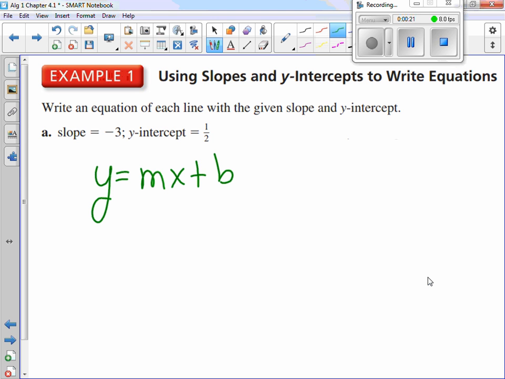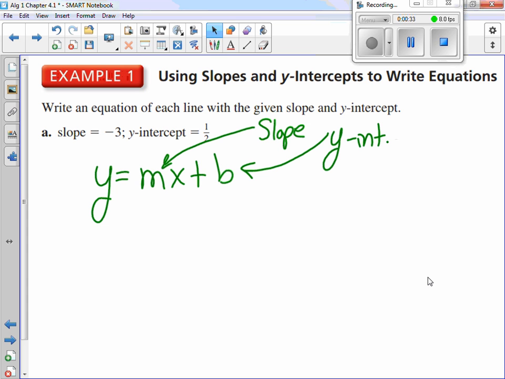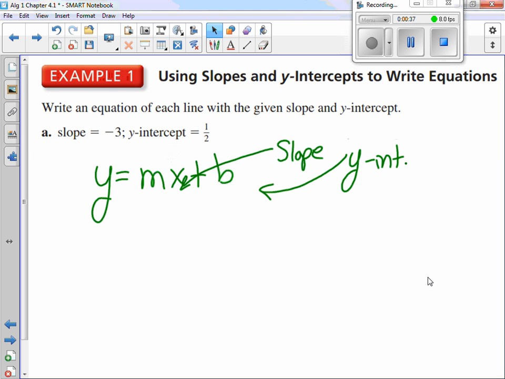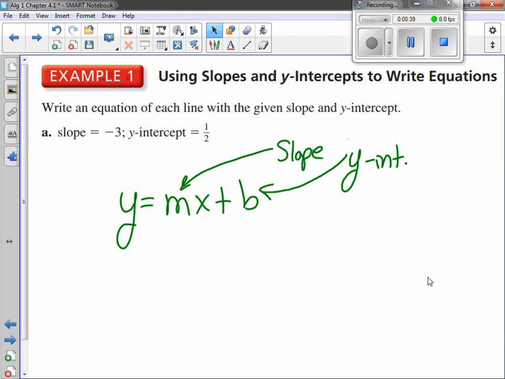Y is equal to mx plus b, where m is our slope and b is the y-intercept. And for the first few here, we want to write the equation. We're going to take the information that's given, either slope, intercept, 2 points, or whatever the values are, and find the equation. Now, these first few are going to give us the slope and y-intercept.